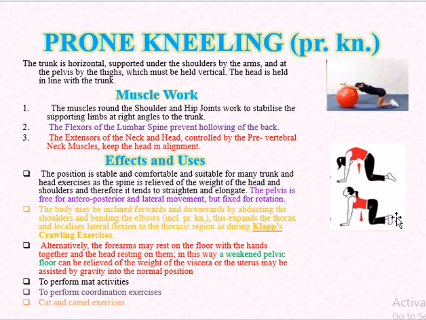The pelvis is free for anterior, posterior and lateral movement, but fixed for rotation in this position. The body may be inclined forward and downward by abducting the shoulders and bending the elbows. Inclined prone kneeling expands the thorax and localizes lateral flexion to the thoracic region, as during crawling exercise. Look at this.